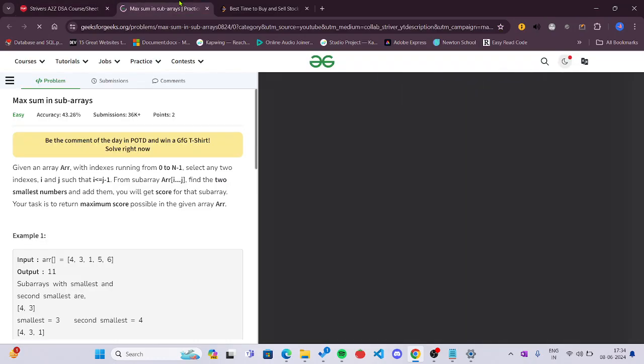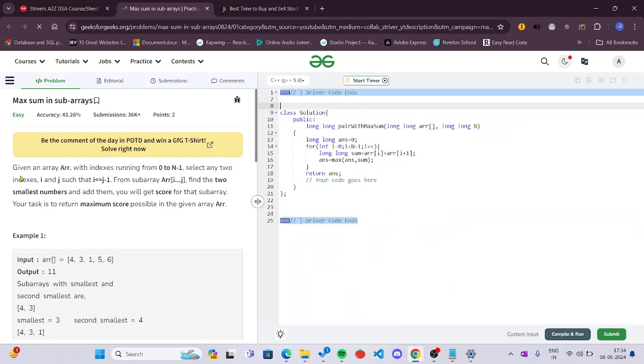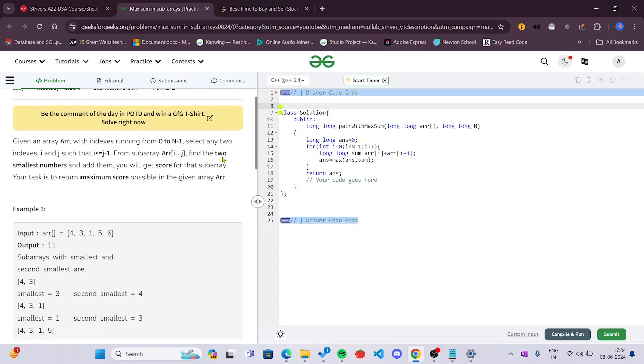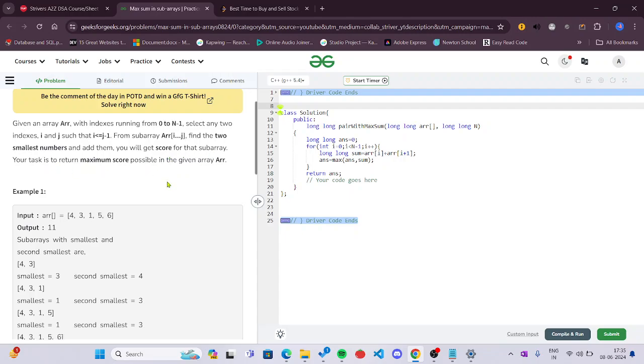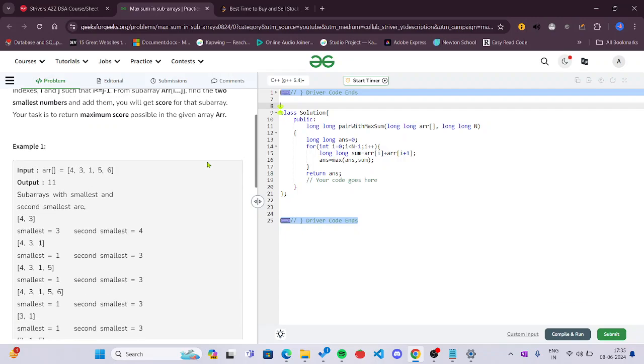But it says print subarray with maximum subarray sum. So basically in this question, we are given an array with indexes running from 0 to n minus 1, and select any two indexes i and j such that i is greater than or equal to j minus 1. From subarray array i dot dot j, find the two smallest numbers and add them. You will get a score for that subarray. Your task is to return the maximum score possible in the given array, right?